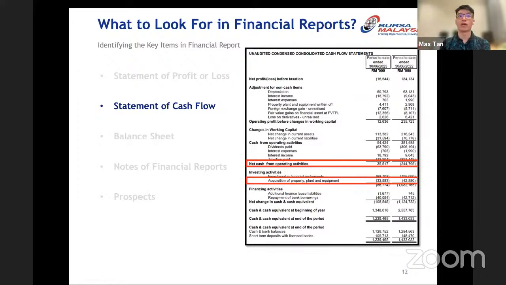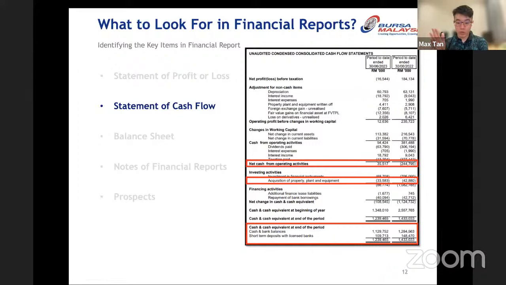And also you need to check the annual report for how many years the equipment has been used. If it's very old, it could be a replacement, but most of the time it would be a new expansion if you see a significant increase in the CapEx fund. Then normally I would look in financing activities to see whether the company had an increase in bank borrowings. That could also be seen in the balance sheet, which I will talk about in a short while.